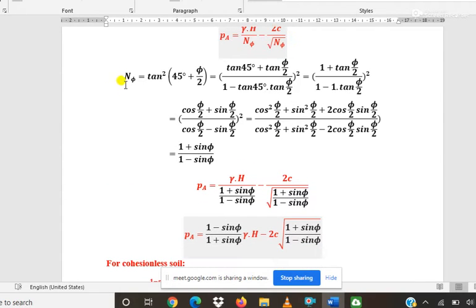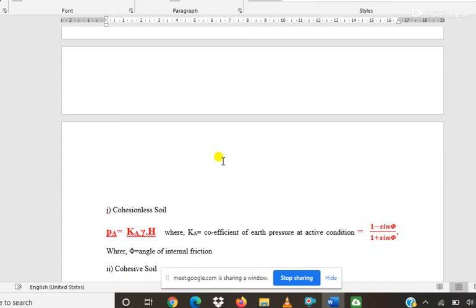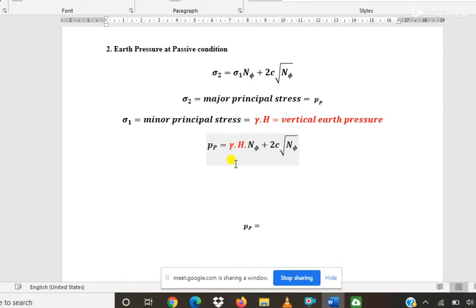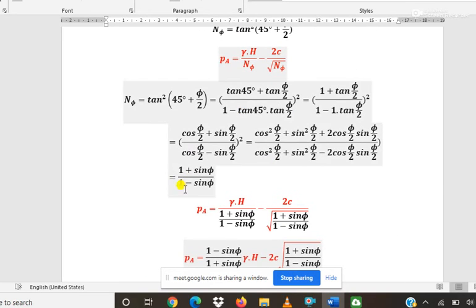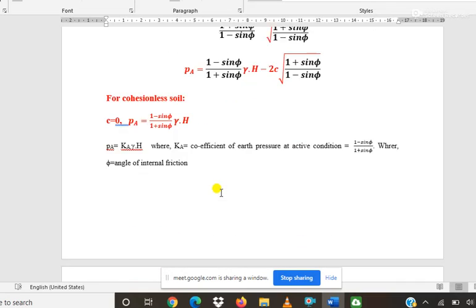N phi, the equation for n phi is this one. We have derived the equation for n phi by putting the formula of tan (a plus b) the whole square, but these values we have to put here also. N phi is, please see this one, n phi is 1 plus sin phi divided by 1 minus sin phi.